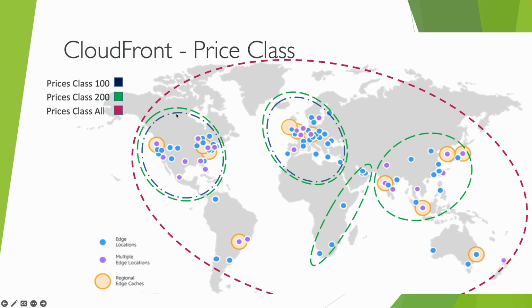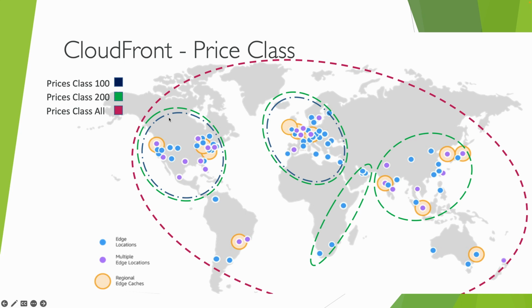So if your applications are only being used by people in the US and Europe, and there are no other people from the globe, then you can go for Class 100. If your application is also being used in Asia, then you will go for Class 200.